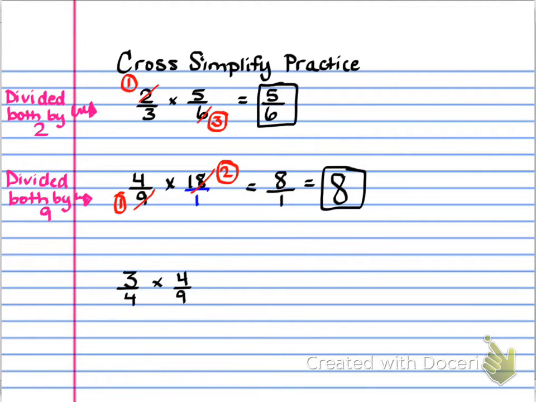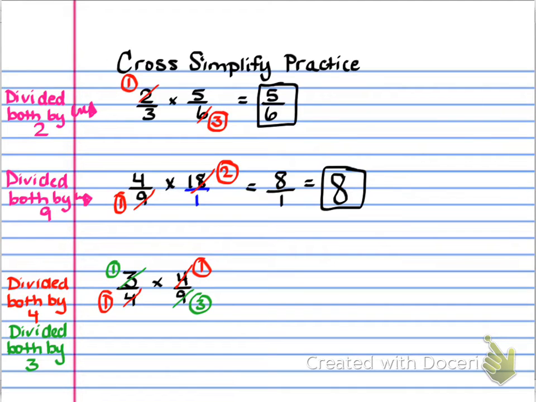Now we're going to look at 3/4 times 4/9. So here you'll see that we can actually cross simplify both sets. So 4 divided by 4 is 1, and 4 divided by 4 is 1. So we first divided 4 out of both of those. And then we can also divide 3 out of 3 and 9. So we get a 1 in the top left corner and a 3 in the lower right corner. Then what we're left with is 1 times 1 is 1, and 1 times 3 is 3. So we get a final answer of 1/3.